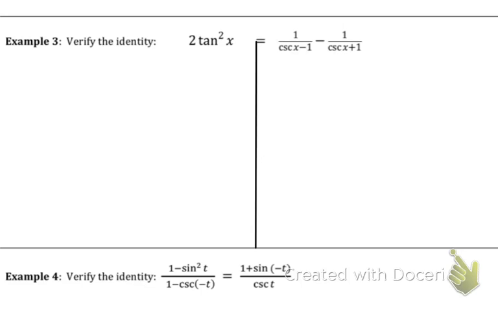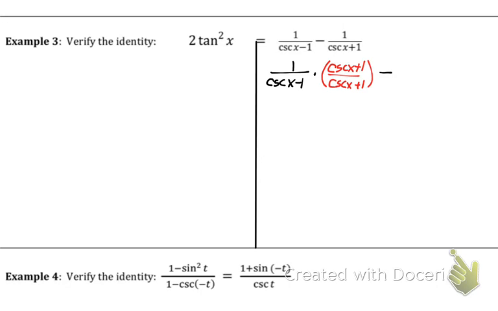So you're 100% right. I need to push these together, which means I need a common denominator, which means this first one needs to be multiplied by the denominator of the other one. So I need to multiply 1 over cosecant x minus 1. Maybe I should start writing this down. I need to have 1 over cosecant x minus 1. I need to multiply by the denominator of the other fraction, which would be cosecant x plus 1 over cosecant x plus 1.